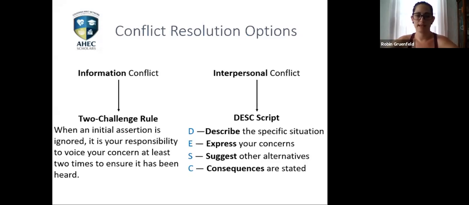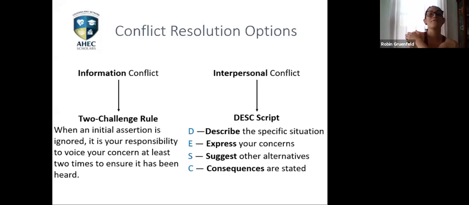Within this section, there are actually two conflict resolution options. One is the script and one is the two-challenge rule. The way you pick between the two is whether the problem is with information or the problem is interpersonal. If it's informational, then you use the two-challenge rule, which is that you make an assertion. If it's ignored, then it's your responsibility to voice your assertion at least two times, so at least one more time, and to ensure that it has been heard.